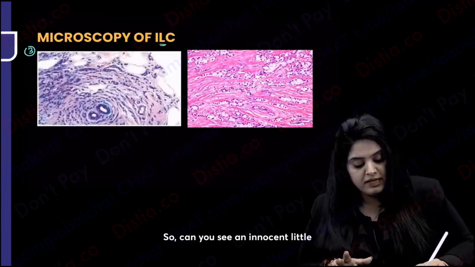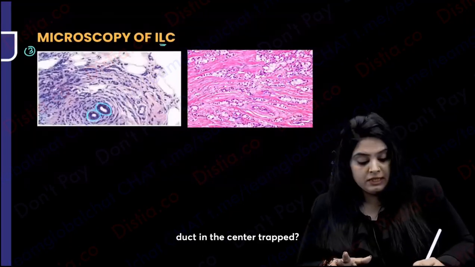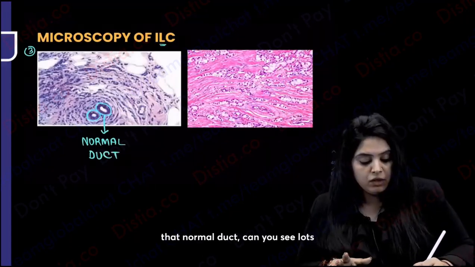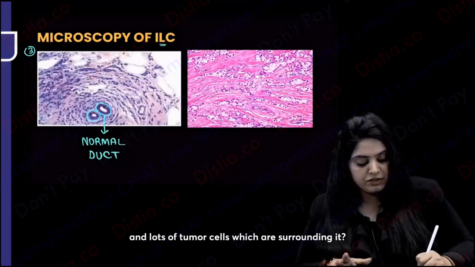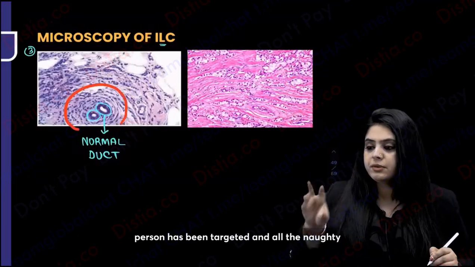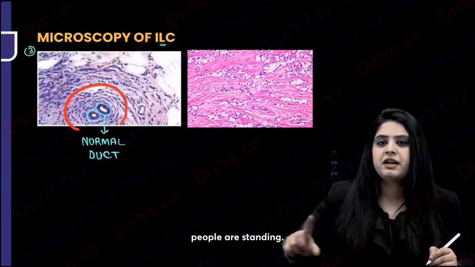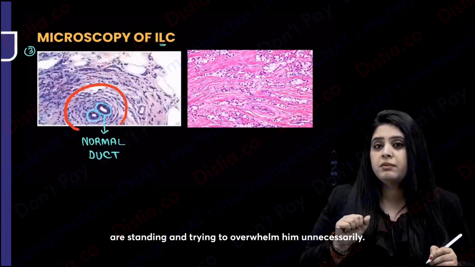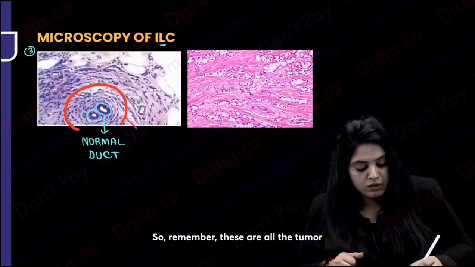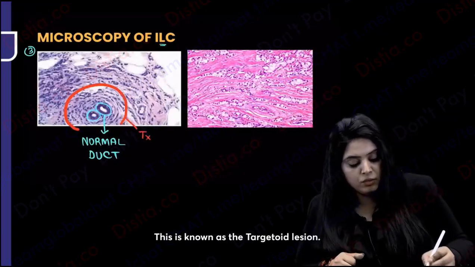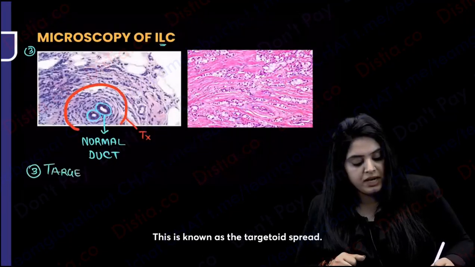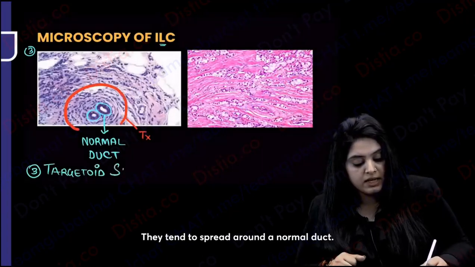Okay, so can you see an innocent little duct in the center trapped? This is a normal duct, and surrounding that normal duct, can you see lots and lots of tumor cells which are surrounding it like a target, like some innocent person has been targeted and all the naughty and powerful people are standing and trying to overwhelm him unnecessarily. So remember, these are all the tumor cells which are targeting it. This is known as the targetoid lesion. This is known as the targetoid spread. They tend to spread around a normal duct.